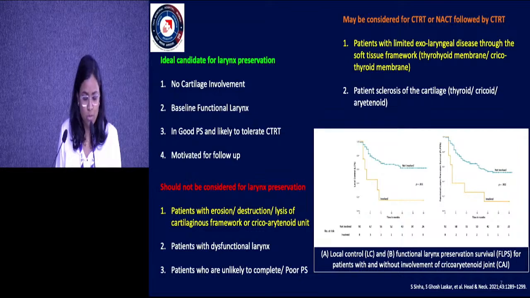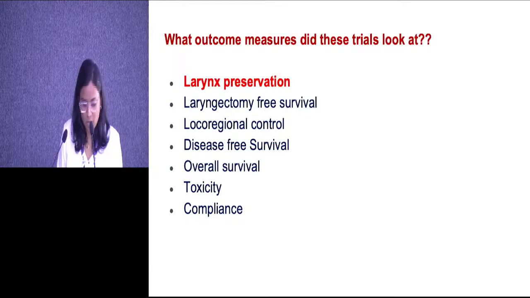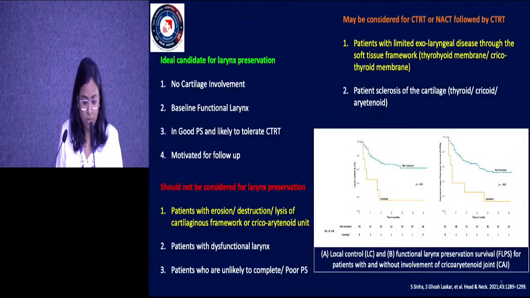Of course, gross destruction of cartilage, dysfunctional larynx, and poor performance status patients are not candidates for larynx preservation. And essentially, this NACT versus CTRT concept was mainly to preserve the larynx, because before the 1990s the standard of care was actually a laryngectomy, which was again the loss of the organ.